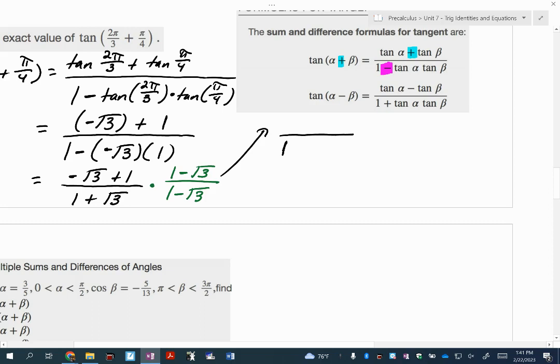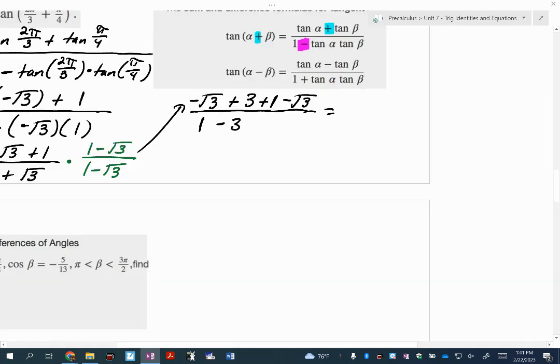So that's 1 minus 3, the square root of 3 times the square root of 3, which is just 3, so 1 minus 3. And in the numerator, I'll distribute that whole thing out for you. I have the opposite of the square root of 3 times 1, which is the opposite of the square root of 3. The opposite of the square root of 3 times the opposite of the square root of 3, which is plus 3. 1 times 1, which is 1. And then 1 times the opposite of the square root of 3, which is negative square root of 3.